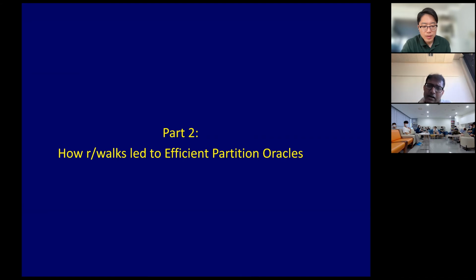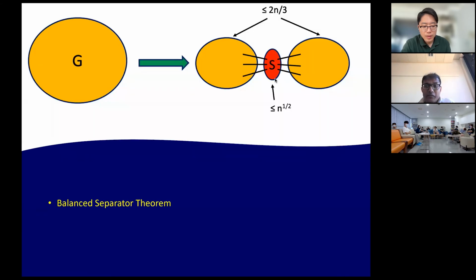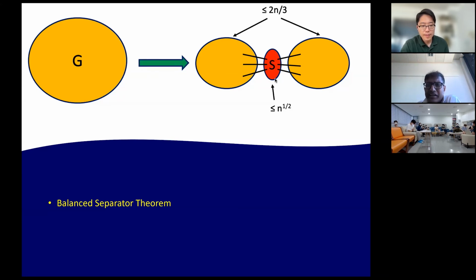It turns out that for planar graphs, which do not necessarily have a bounded degree, something very interesting holds: for every single planar graph, there is a set of root n vertices such that if you cleverly delete this set of size merely root n, all connected components of your graph have size at most 2n over 3.